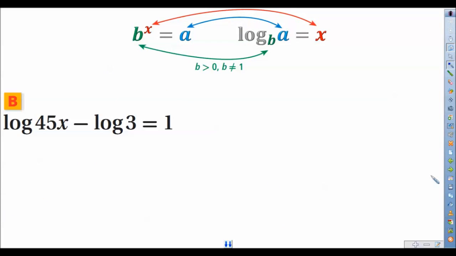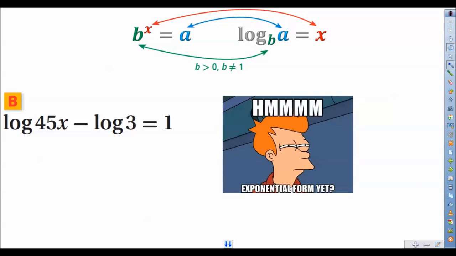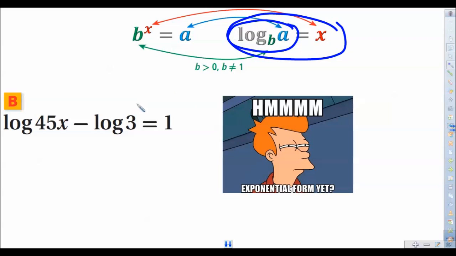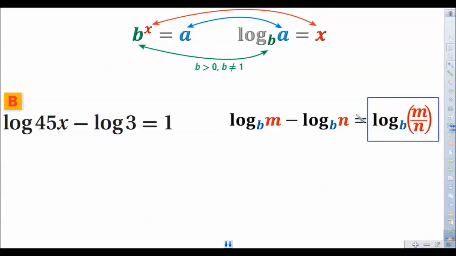Look at the second example there. Are we ready to use this? I don't think we're ready to use it. But what could we use here first to turn it into just a single logarithm on this side of the equal sign? You got it. Why not, if we have two logarithms being subtracted, let's divide them. Let's divide what exactly? We're dividing the 45x divided by the 3.